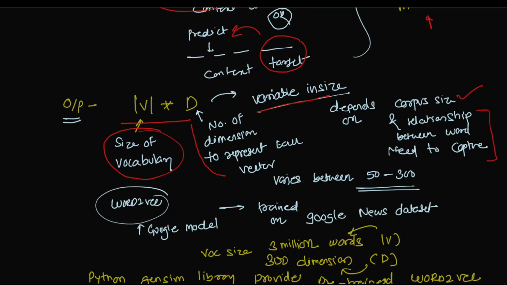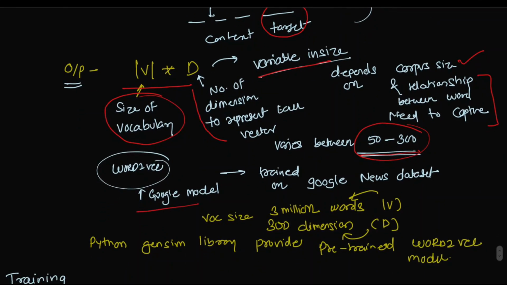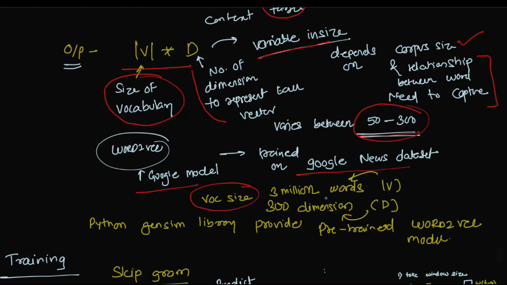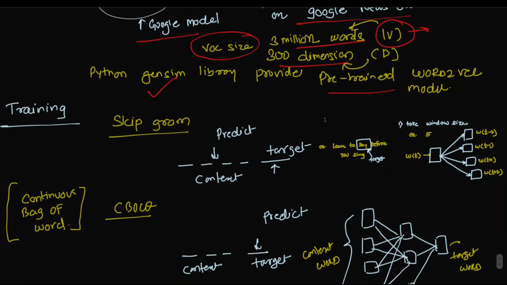Generally, this D size, that is the number of vector dimensions, varies between 50 and 300. Now, this Word2Vec model which Google has developed is trained on the Google News dataset. It is trained on 3 million words, which means the vocabulary size, the value of mod of V, is 3 million, and the dimension of that Word2Vec model is 300. The Python gensim library provides this pre-trained Word2Vec model, and you can use it for your training. Now if you want to train, how can you train?